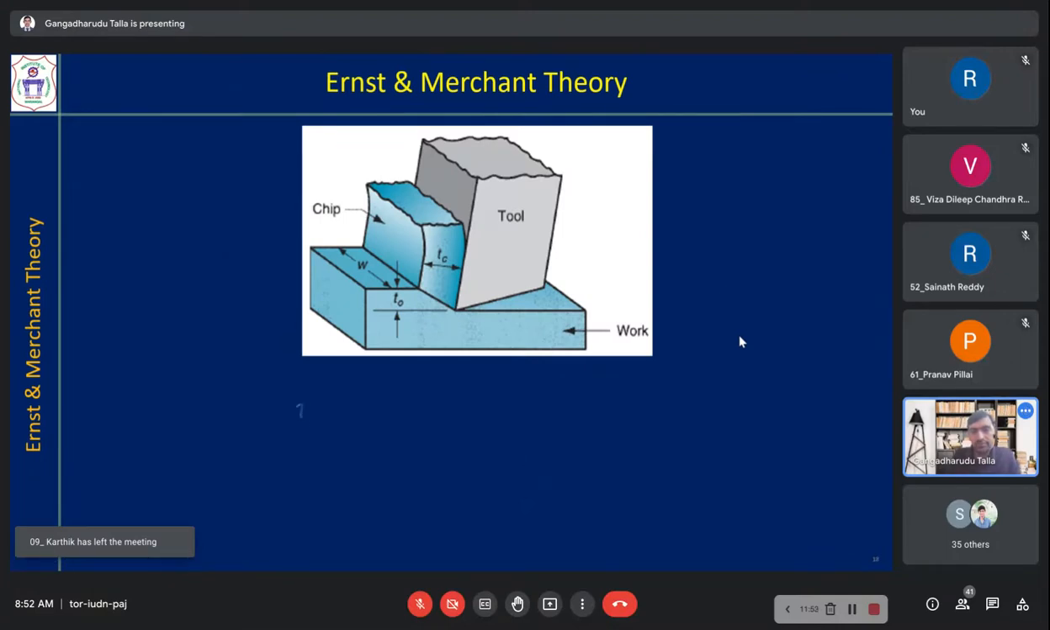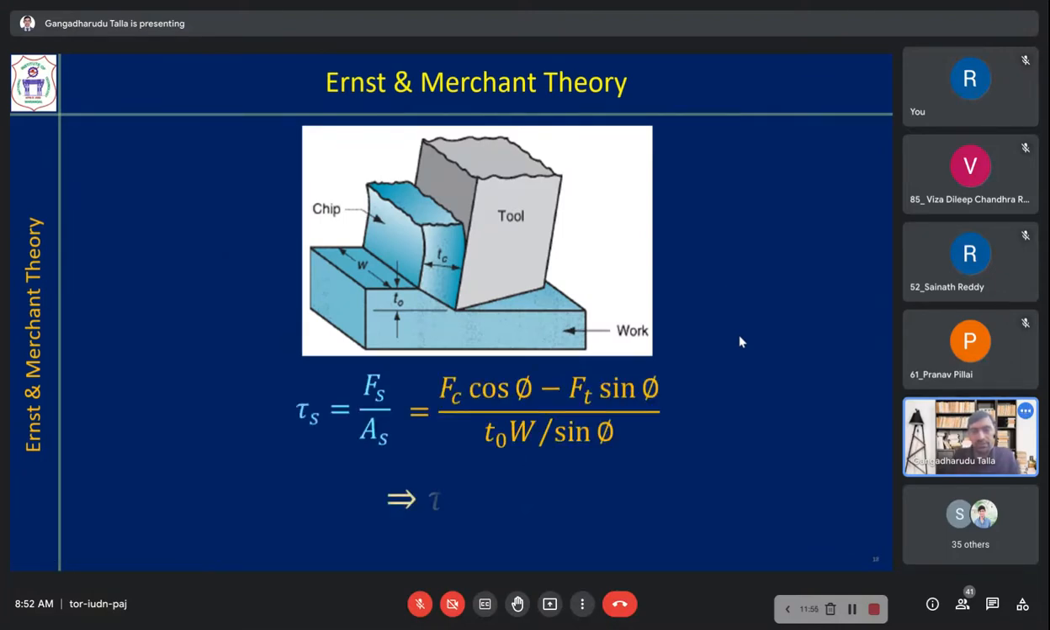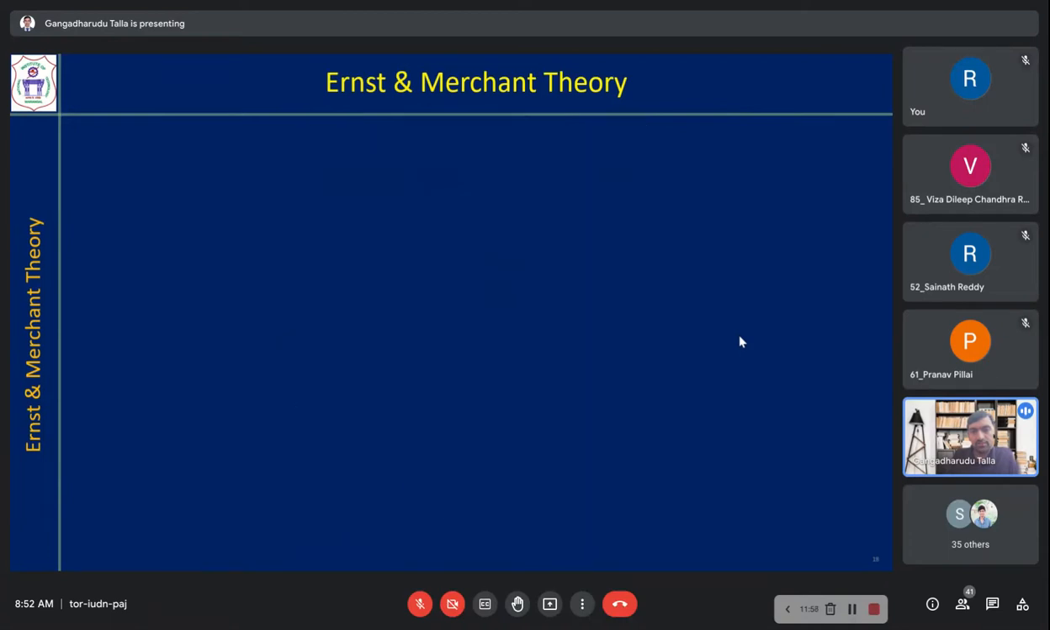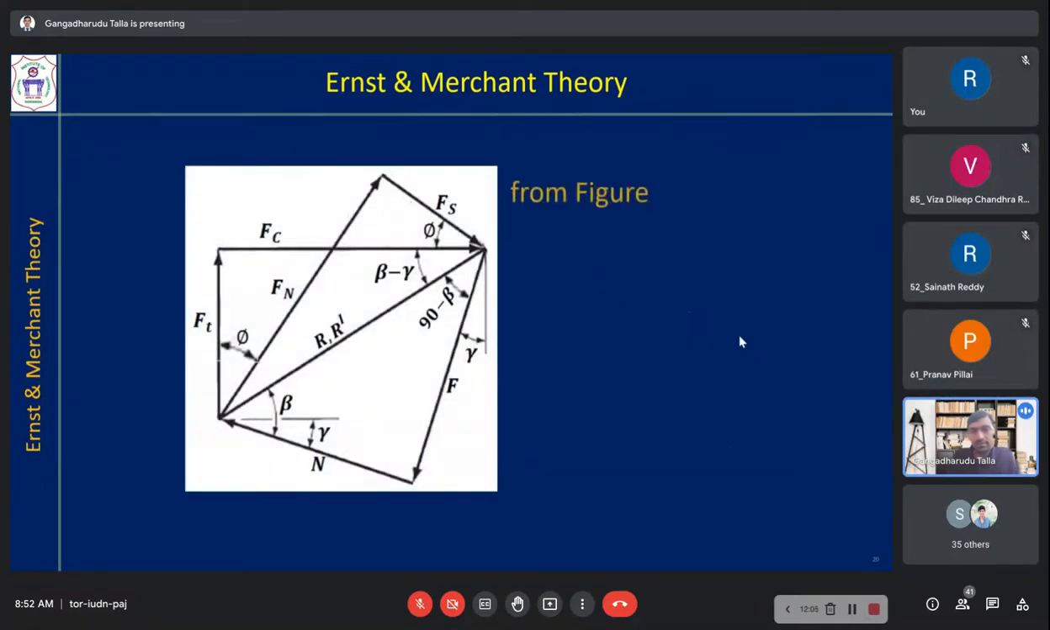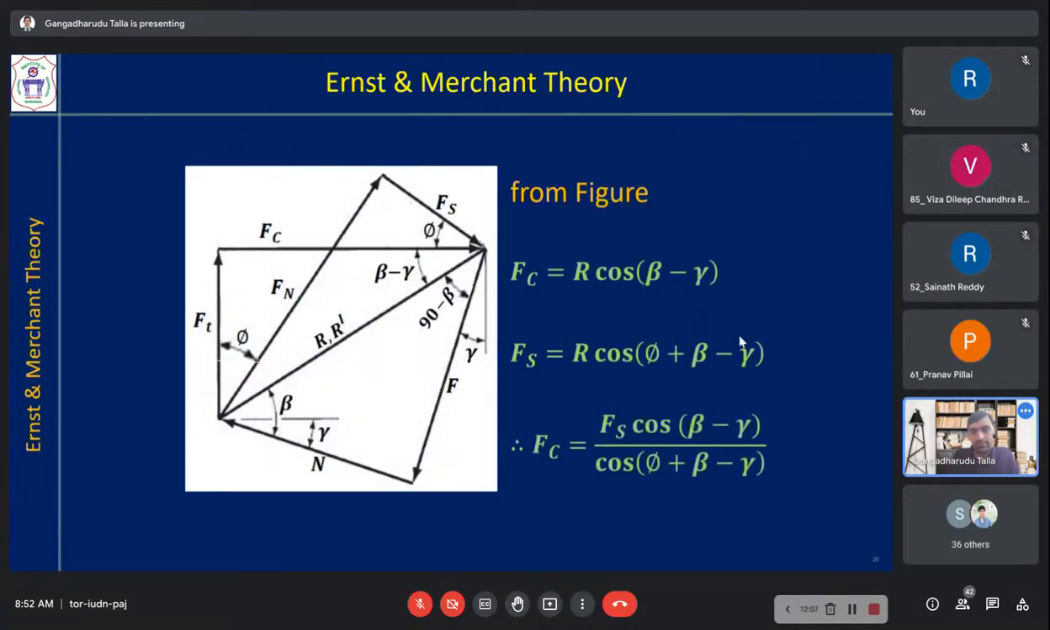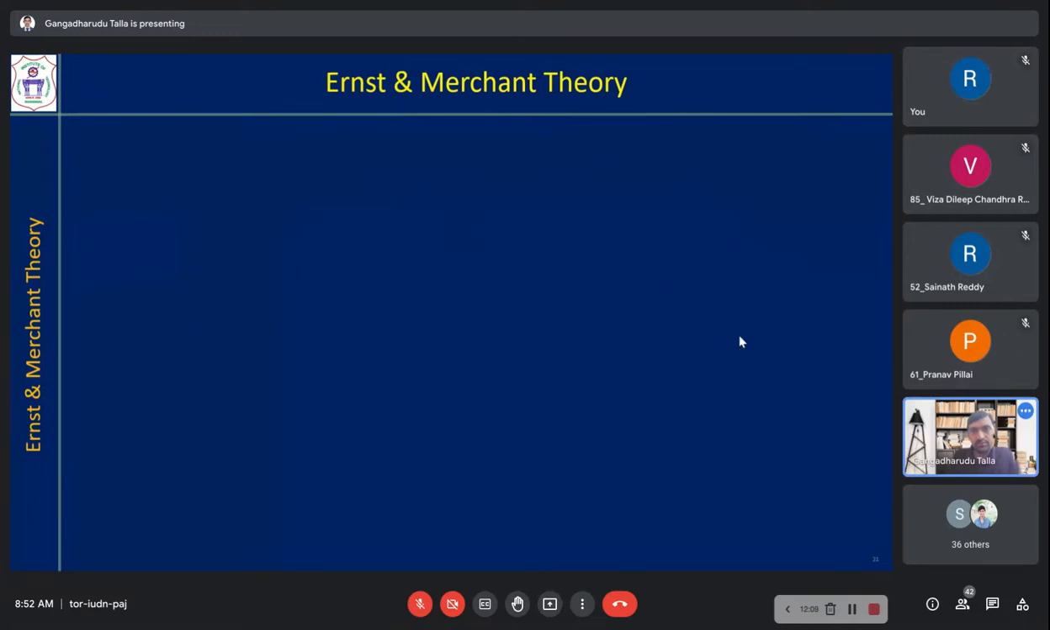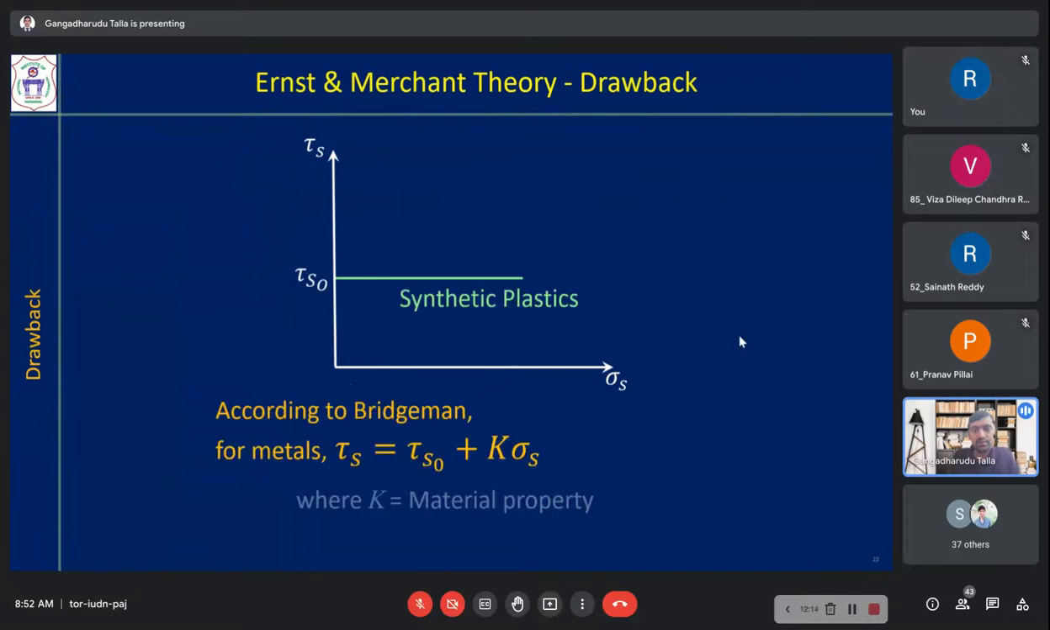Of course, for Merchant theory, we have seen this. Tau s is written like that. Tau s is a function of phi. There are some assumptions. All these things we have seen. Here we have understood that Merchant theory is good for synthetic plastics. It is not suitable for metals. It will give approximate results. It will not give correct results.